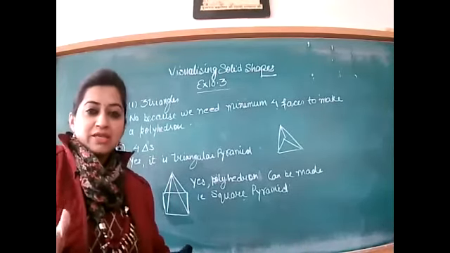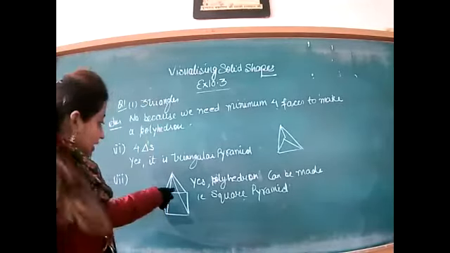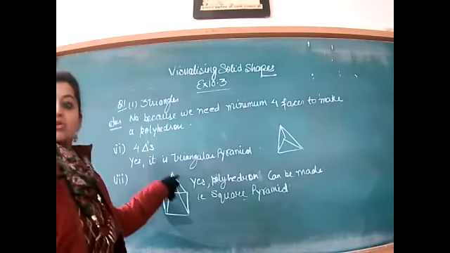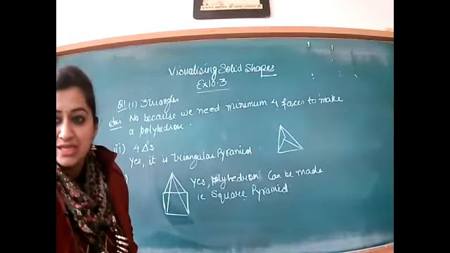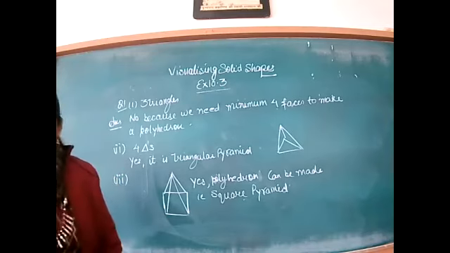If all the triangular faces are there in the lateral surface, like in this, and they are meeting at one common vertex, then only you can say that it is a pyramid. Okay.